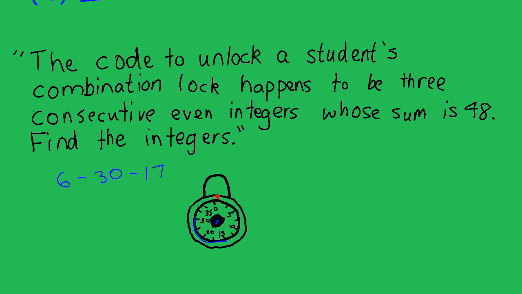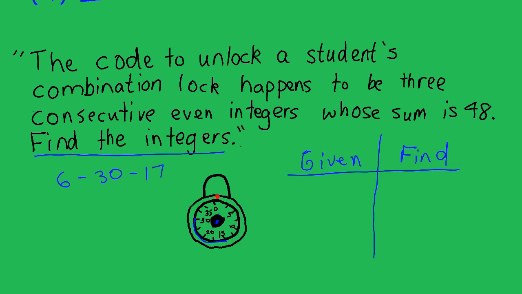Now let's go ahead and write down the information that we're given in this problem and the information that we're being asked to find. So the information that we're being asked to find, we can find in the last sentence, and it says find the integers. So I'm just going to write bullet point integers.